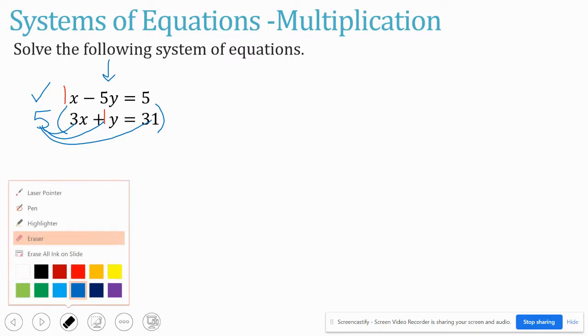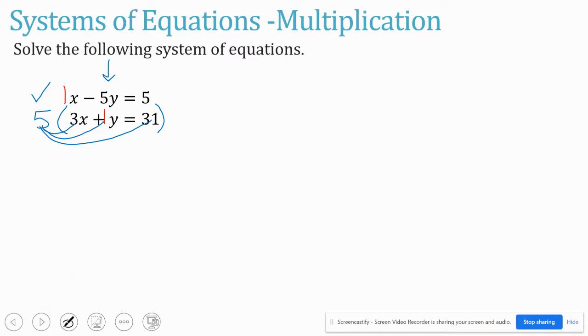Okay, so I'm going to rewrite my equation after I multiply each term by 5. So I have 15x plus 5y equals 155. Okay, so that's what this equation became. I multiplied everything by 5. Now, I didn't change the first equation, so I'm going to just rewrite it. So I'll keep that 1 there if it's going to help you.